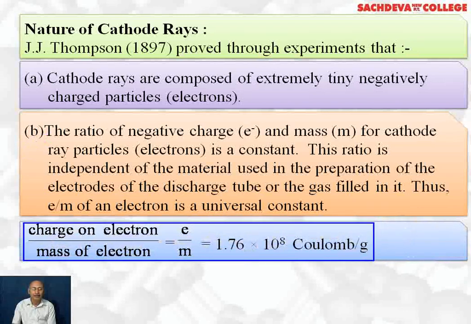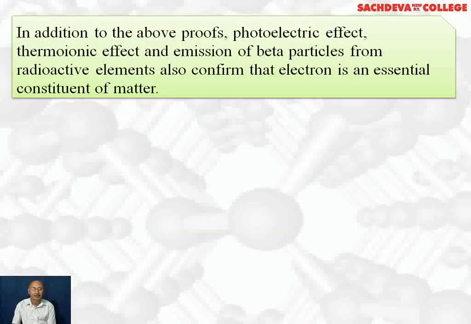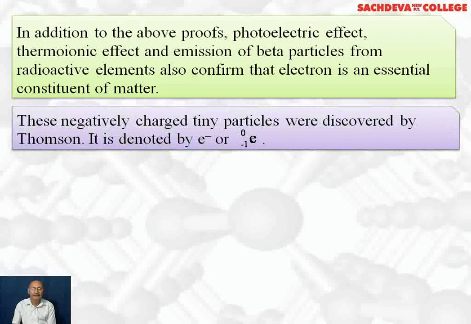Charge on electron divided by mass of an electron, that is e over m ratio, was found to be 1.76 into 10 to the power 8 coulombs per gram. In addition to the above proofs, photoelectric effect, thermionic effect, and emission of beta particles from radioactive elements also confirm that electron is an essential constituent of matter, that is, a fundamental particle of all the atoms. These negatively charged tiny particles were discovered by J.J. Thomson. It is denoted by e minus or e with subscript minus 1 and superscript 0. 0 is the negligible mass of the electron, minus 1 is the minus 1 unit charge on the electron.